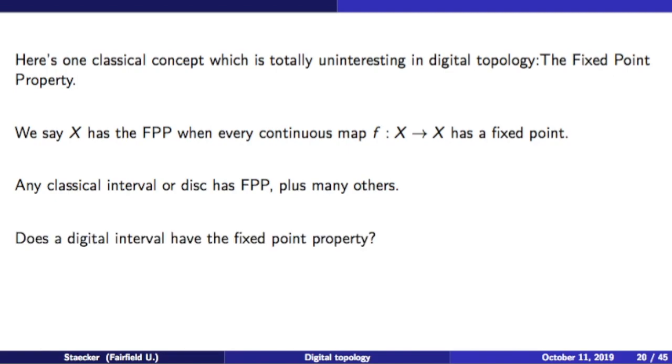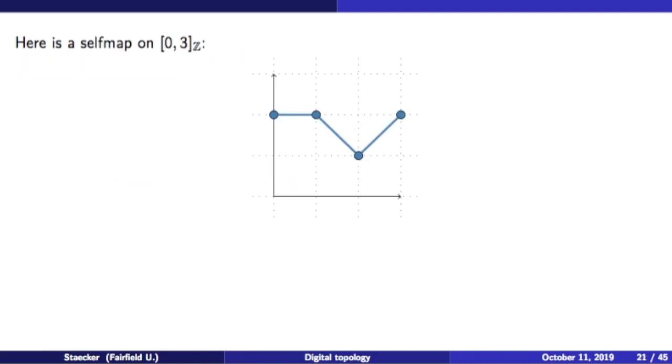What about in digital topology? Does a digital interval have the fixed point property? Actually, it doesn't. Siraja gave a little example yesterday of a continuous function on an interval which has no fixed points. So we all know the answer is no. I was going to show this picture here. Here's a self map on the interval 0 to 3. So we have 4 points total. That's 0, 1, 2, 3.